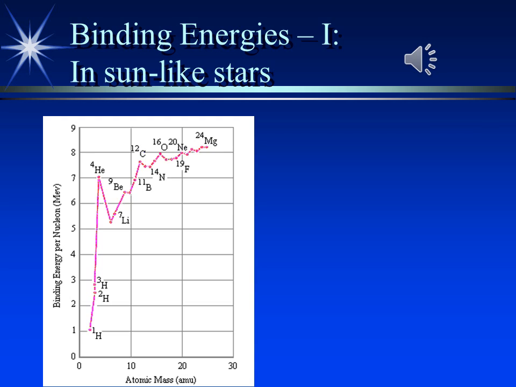Now, if you add 2 neutrons and a proton to helium 4, for example, you're going to get lithium 7. Notice that this would cost you energy. So in the hearts of stars, in the cores of stars, there is no helium to lithium burning.